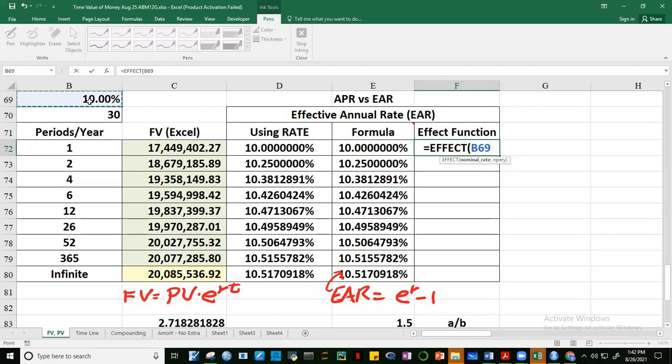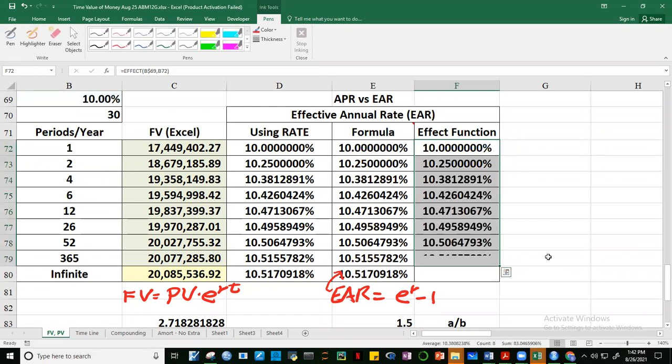Nominal rate natin is 10%. Fix natin, comma, periods per year is this one. So that's it, guys. And then of course we can copy this hanggang dito lang sa daily. We cannot copy it up to continuous kasi text lang yung nakalagay natin dito. Okay, Control Enter. So we have this. Pareho, no? Exactly the same.